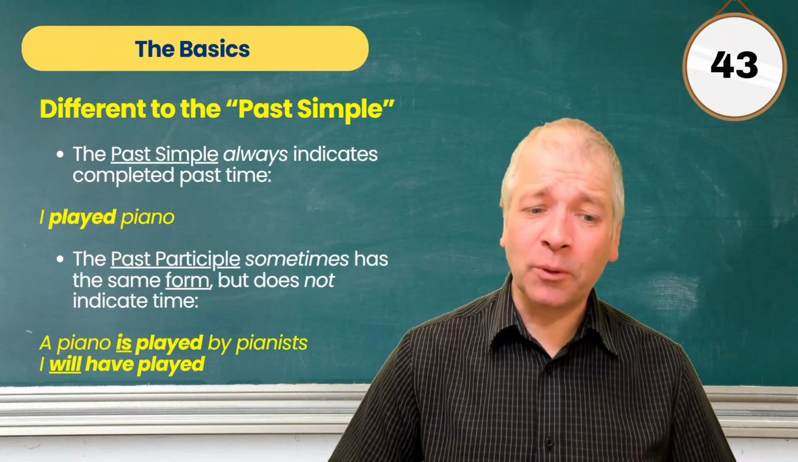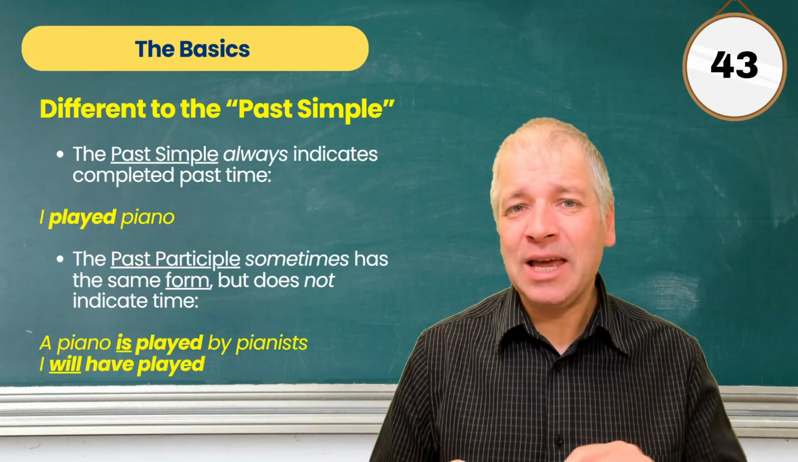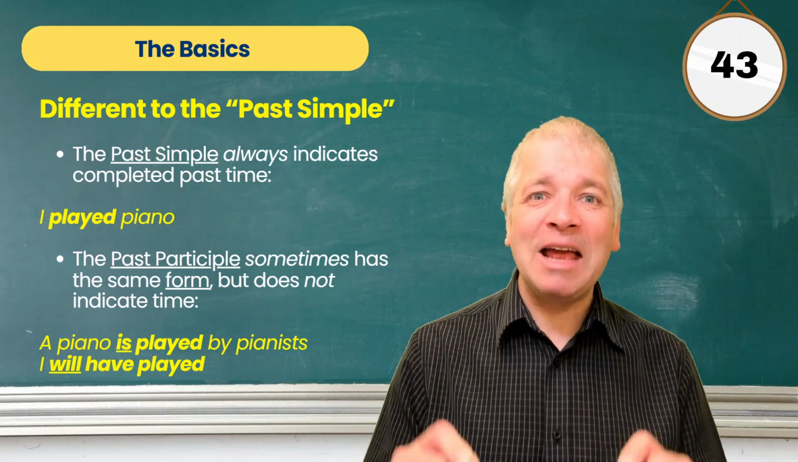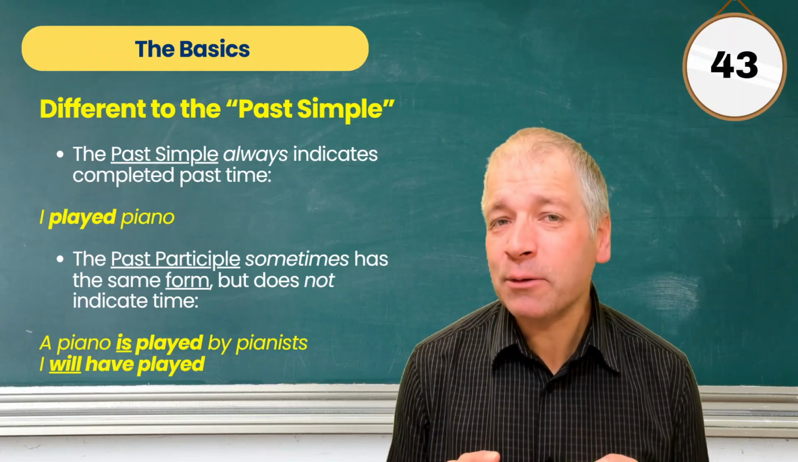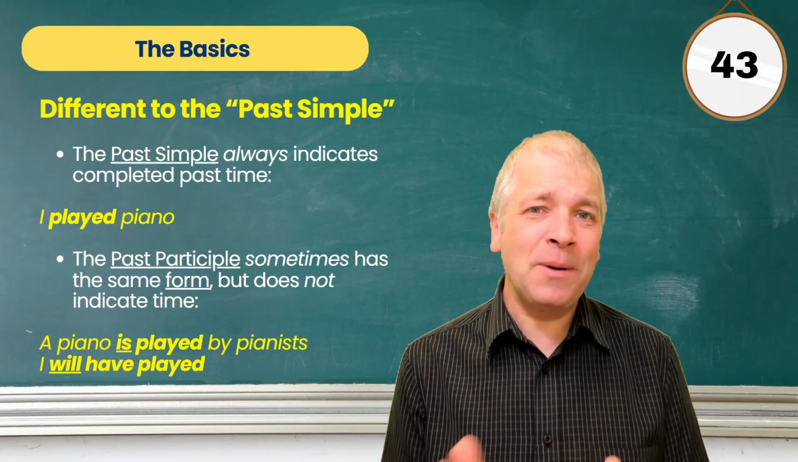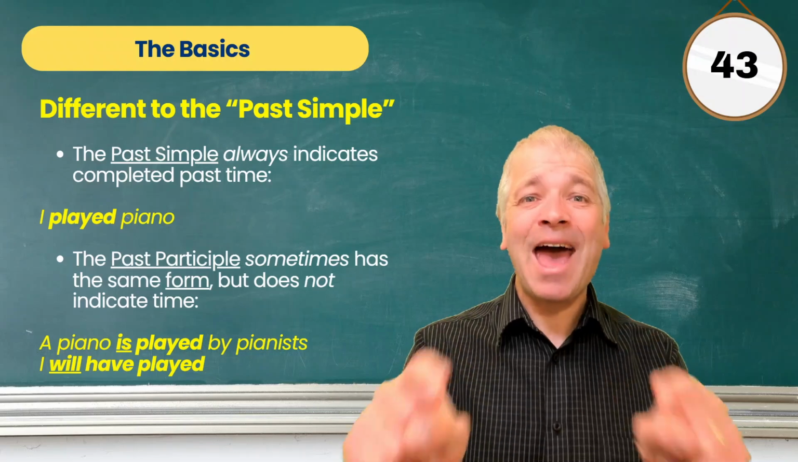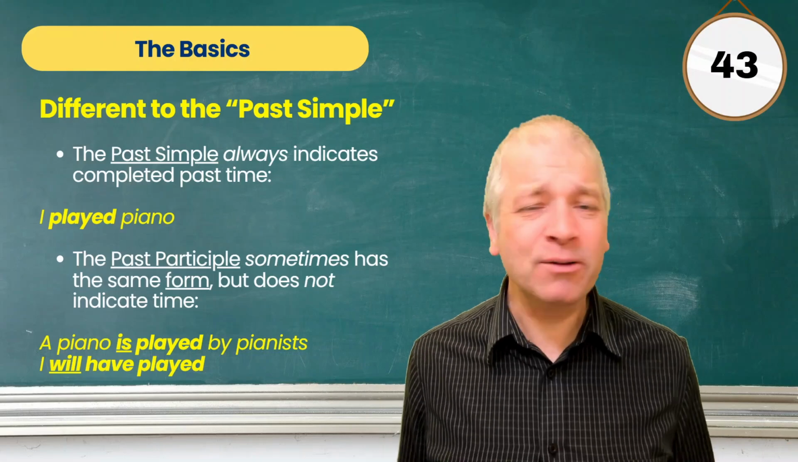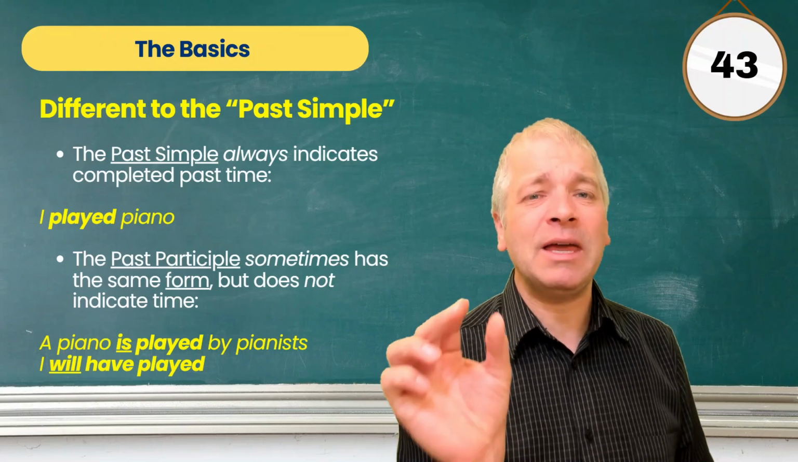Now, the past participle sometimes has the same form. So played as a past participle is the same as the past simple played, but it does not indicate time. So a piano is played by pianists. Just because I have the ed at the end of played doesn't make it past. In this case, it's the verb is that makes it present instead. A piano is played. That means now. Also in the next example, I will have played. That's not past, that's future. That's talking about a situation in the future, but I'm still using the ed played.